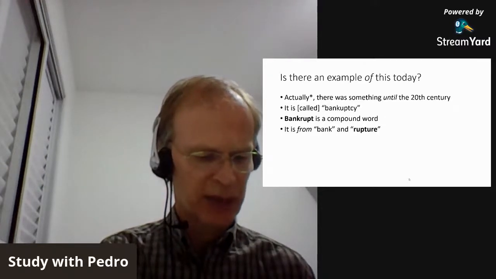Bankrupt is a compound word. You know, this is two words that form one word, bankrupt. It is from bank and rupture. And rupture, I believe, is ruptura. Now, the verb is romper. Let me double check that, though. Ruptura is the noun form, but yeah, it's romper. Romper, bank and rupture. That's crazy.